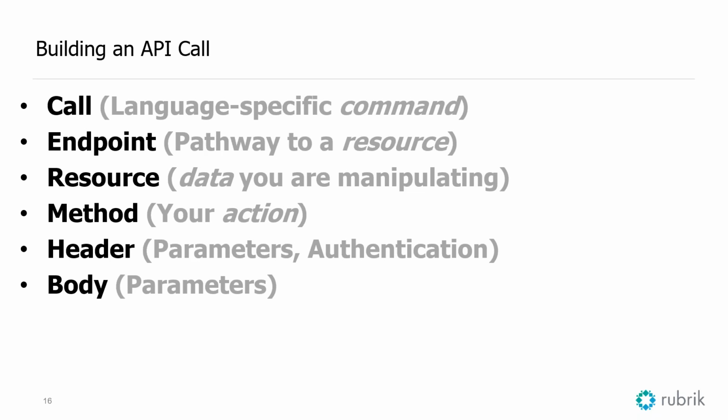So call is just a term saying this is what's going to invoke my request. In PowerShell, it's Invoke-RestMethod or Invoke-WebRequest. Every language has its own call. You could use curl. That's totally doable. But it's the command that you're going to use to tell the operating system or whatever application you're using, hey, I want to talk to an API. So that one's pretty straightforward.